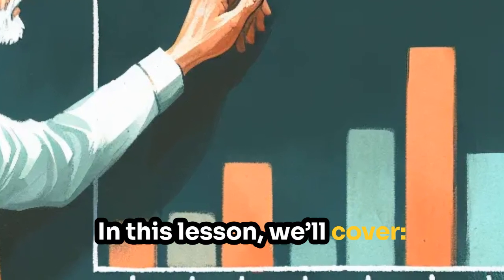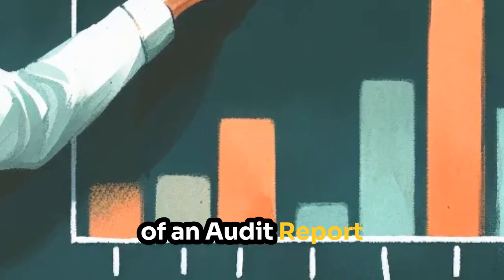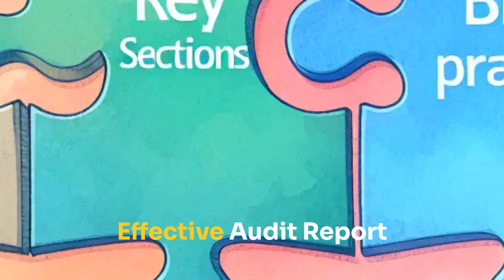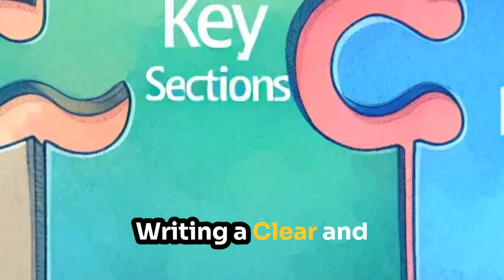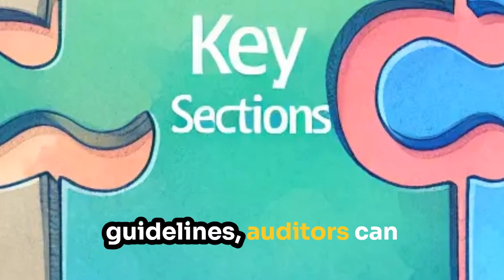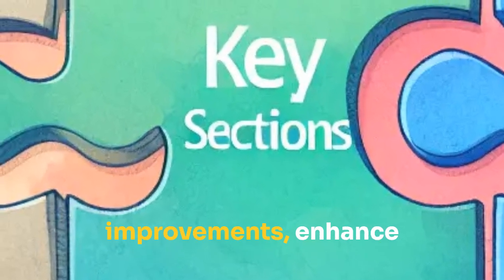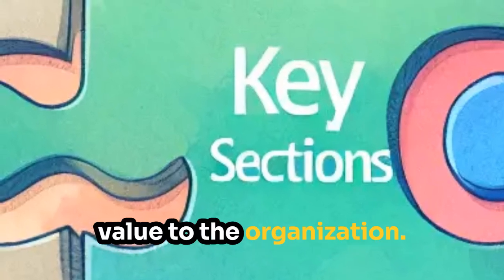In this lesson, we'll cover: 1. The purpose and importance of an audit report. 2. Key sections of an effective audit report. 3. Best practices for writing a clear and actionable report. By following these guidelines, auditors can create reports that drive improvements, enhance compliance, and provide value to the organization.